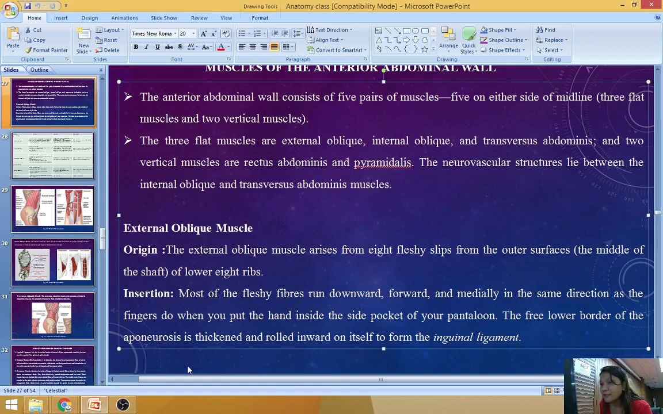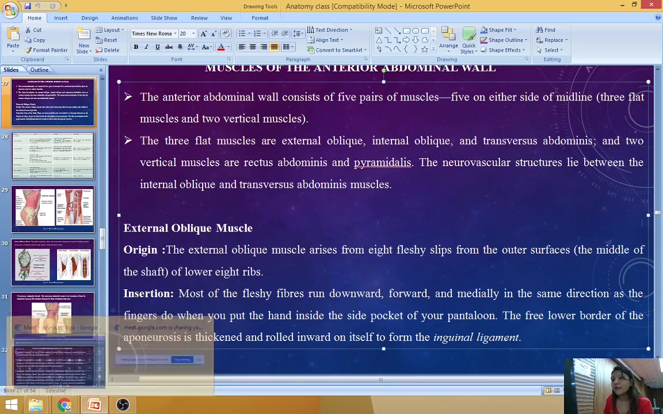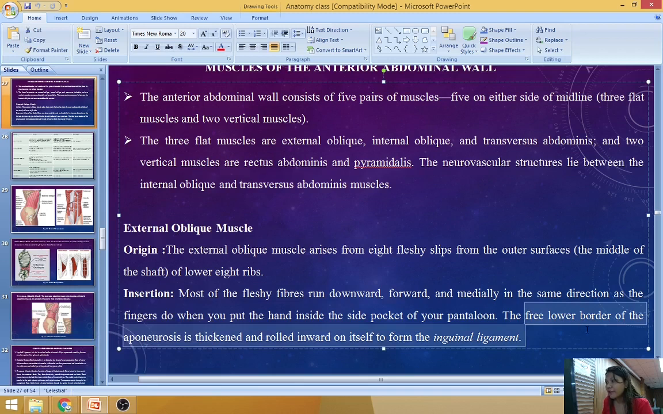Okay, can anyone answer me? The inguinal ligament is formed by? The lower free border of the external oblique aponeurosis. Okay, a very favorite question of your professors. The lower free border of the external oblique aponeurosis will thicken and it will roll inward. Very important term, rolled inward, to form the inguinal ligament. The inguinal ligament is nothing but the continuation of the external oblique aponeurosis, which becomes thickened and rolls on itself to form the inguinal ligament.